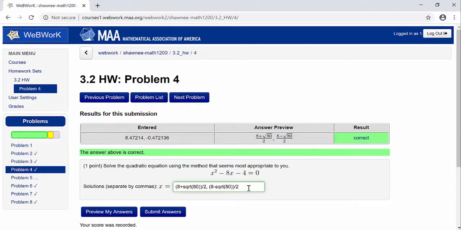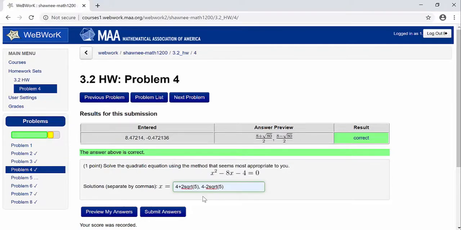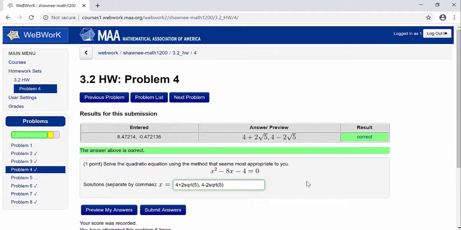And as I said, we can actually enter our simplified answer too. So that would be 4 plus 2 square root of 5 and 4 minus 2 square root of 5. Those would also be correct solutions. You can actually enter your answers in decimal forms as well, but be careful to carry out several decimal places. So you can see in the solution here, 8.47214. So carrying out 5 decimal places when we do, so we don't have any rounding errors.